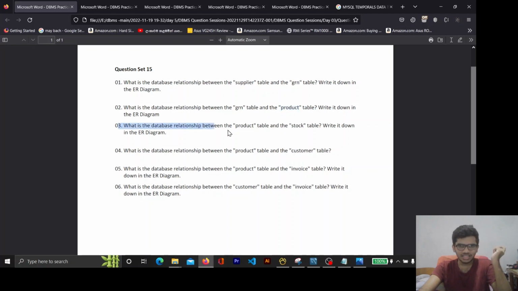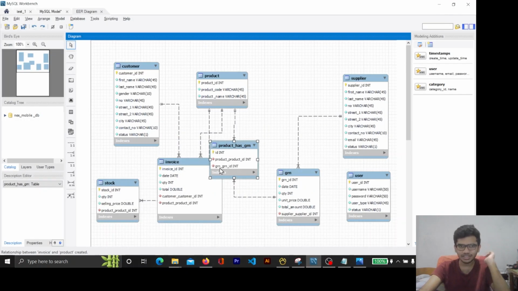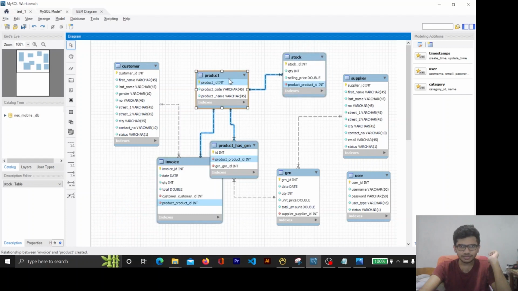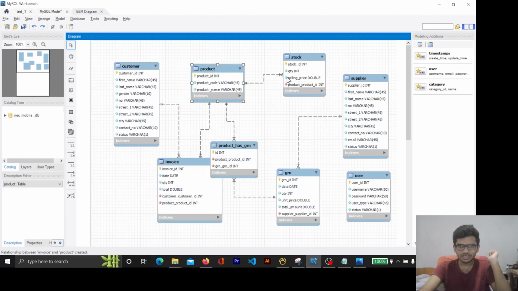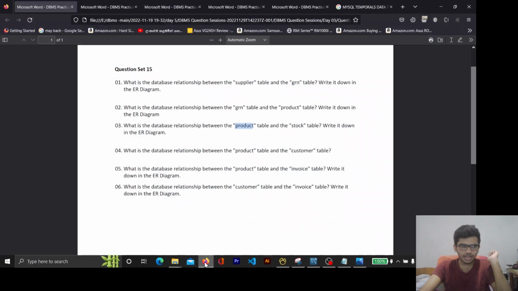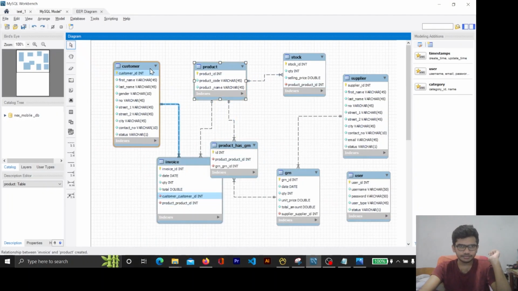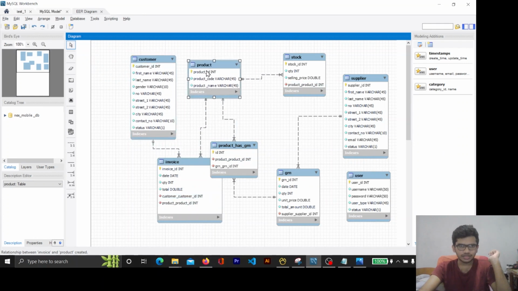Okay, in the third question, we had to identify the relationship between the product and stock tables. Product and stock tables have a one to many relationship. So here's the relationship. And the fourth question suggests that we had to identify the relationship between product and customer tables. Product and customer table.